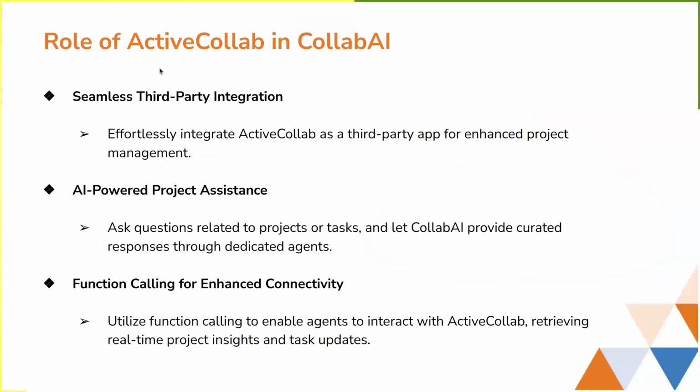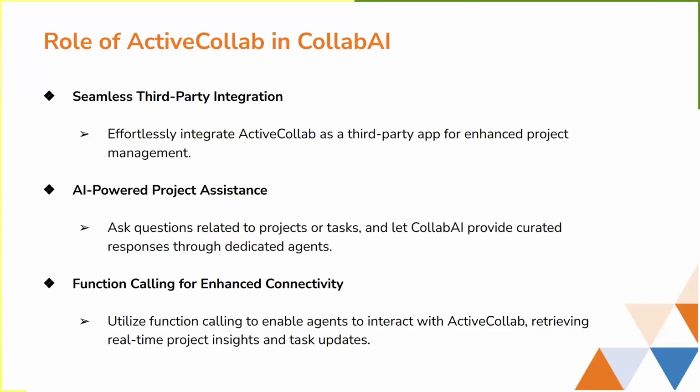Okay, now we will see what is the role of ActiveCollab in CollabAI. So in CollabAI, you can connect with ActiveCollab under the Connect Apps, and you can use it for project management purpose, as an AI powered project assistant. So you can make use of agents, connect them to ActiveCollab and ask queries related to the projects or tasks, and the agent will give you a curated response based on the queries that you ask.